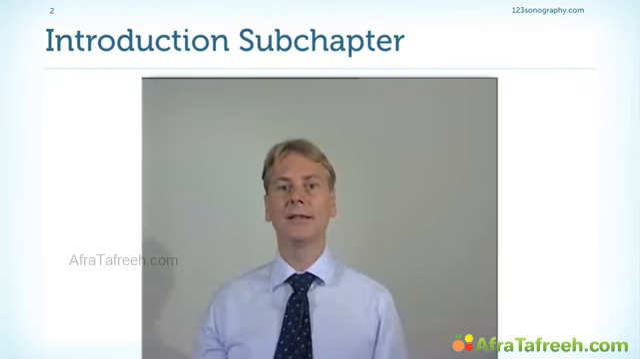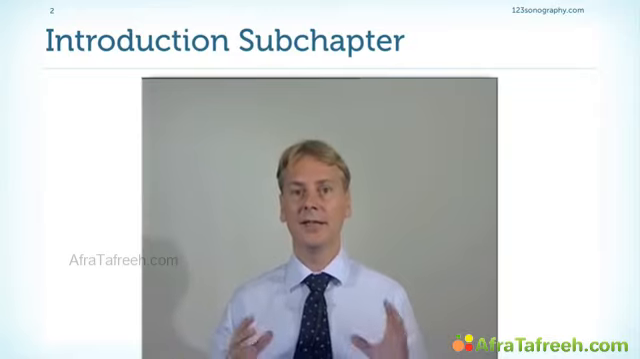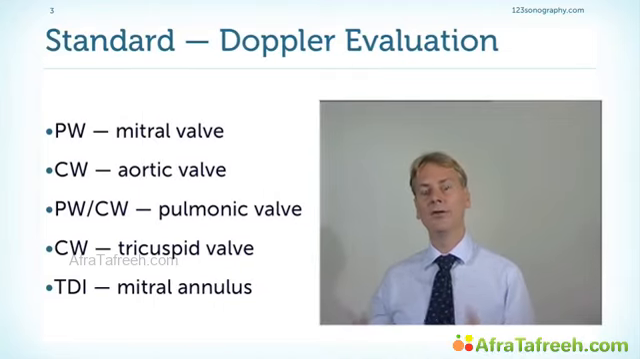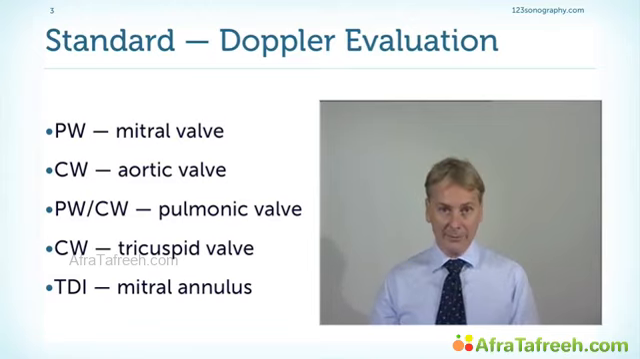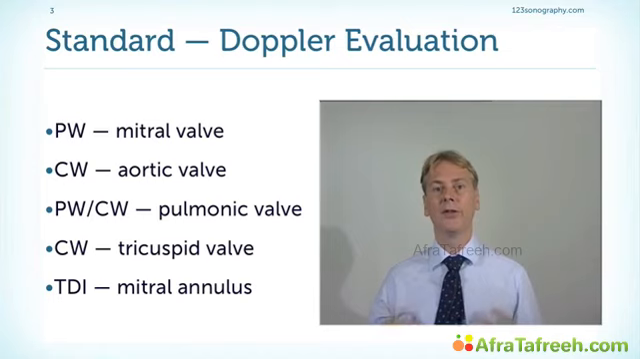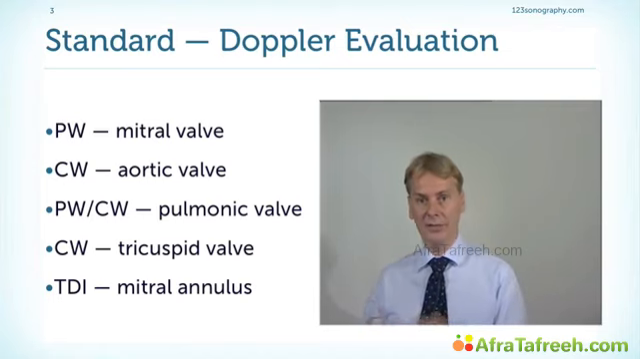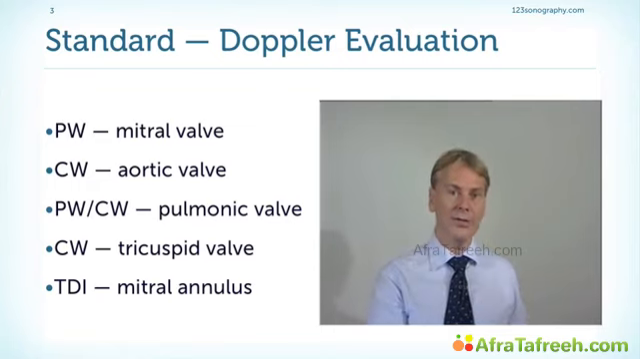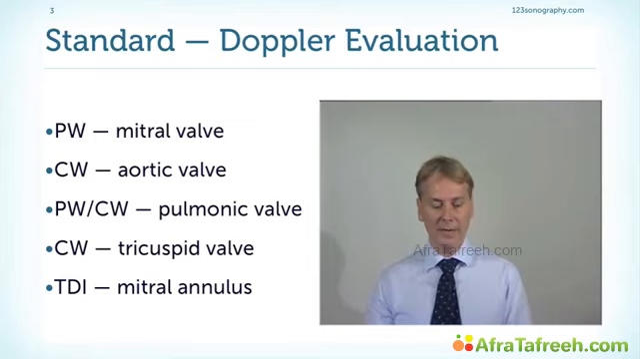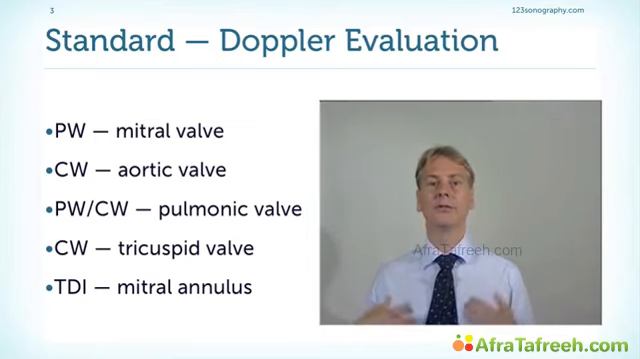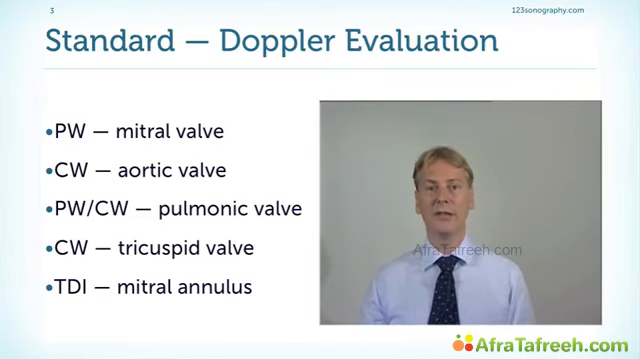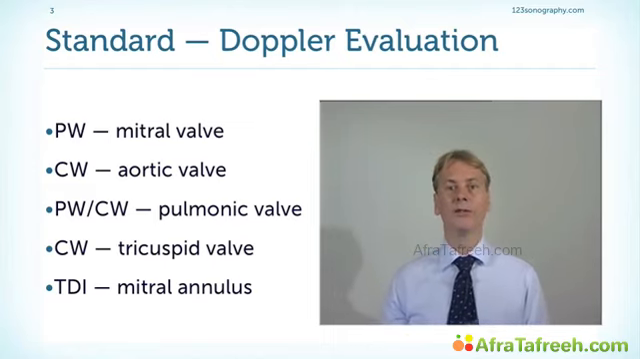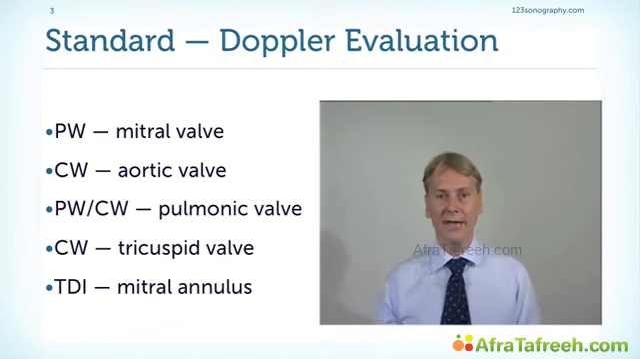Let's first take a look at the list of different positions and techniques you would use. The first important thing is that you perform a pulsed-wave Doppler exam of the mitral valve in every patient. In addition, you should measure the velocity across the aortic valve with the help of continuous wave Doppler in every patient. You should also look at the pulmonic valve. You can do that either with continuous wave Doppler or with pulsed-wave. And also try to measure the tricuspid regurgitation signal with a continuous wave Doppler. And finally, I also believe that it should be part of every exam that you perform a tissue Doppler velocity measurement of the mitral annulus.